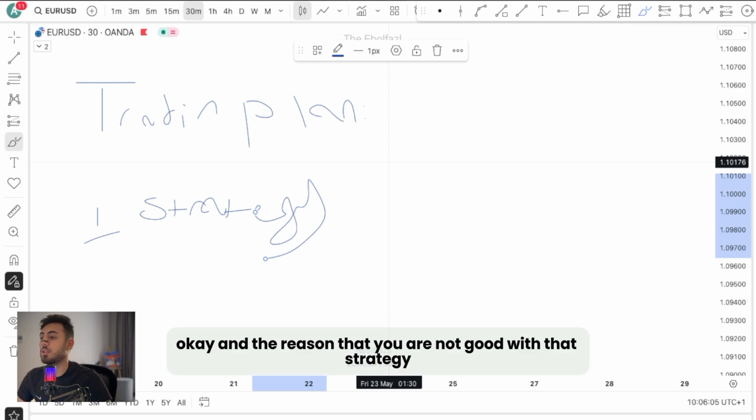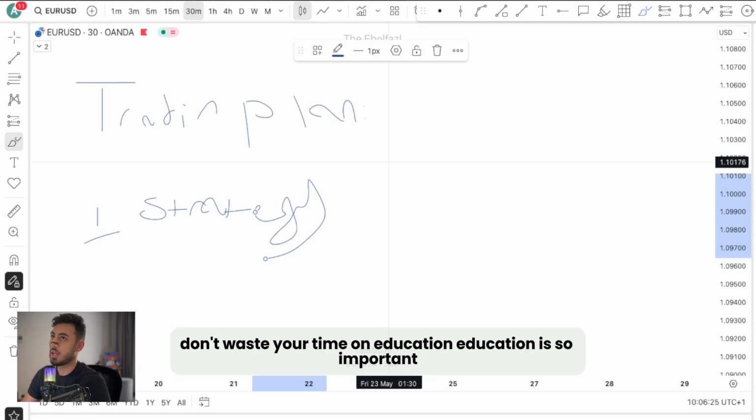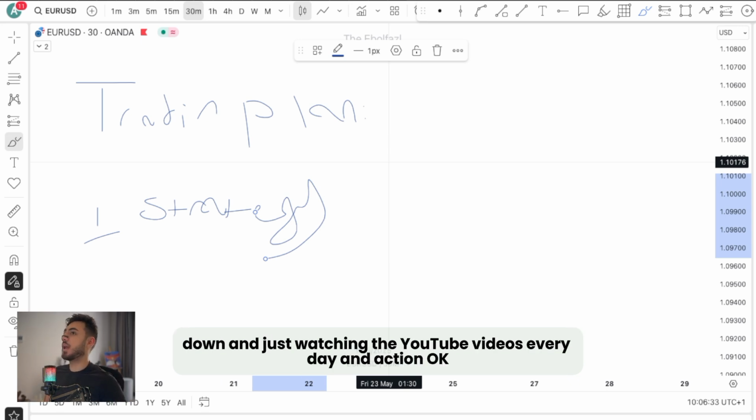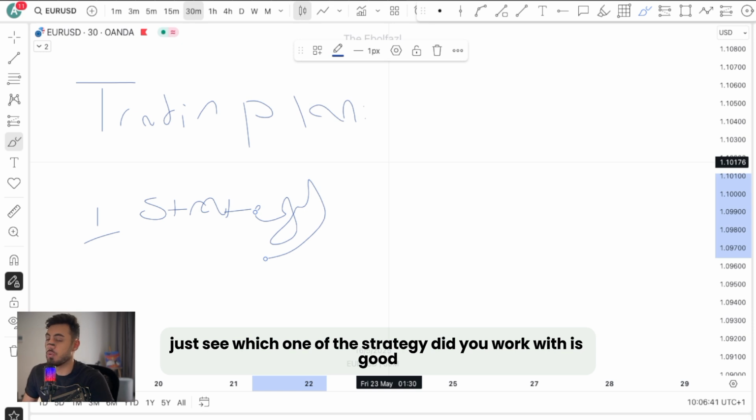The reason you are not good with a strategy may be that it doesn't match your personality, or you don't use the right risk management, or you don't have consistency. So there is no perfect strategy in the market. Don't just look for the best strategy. Don't waste your time on education. Education is so important, but there is a difference between sitting down and watching YouTube videos every day and taking action. From the experiences you have, see which strategy you work well with.